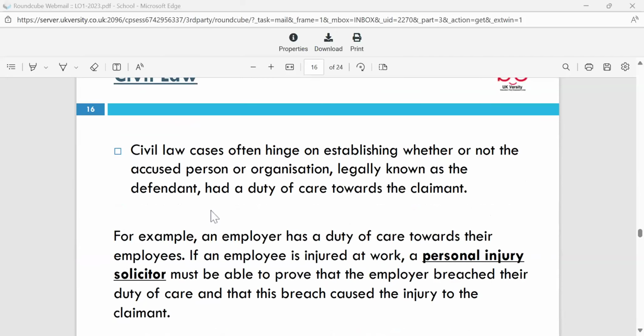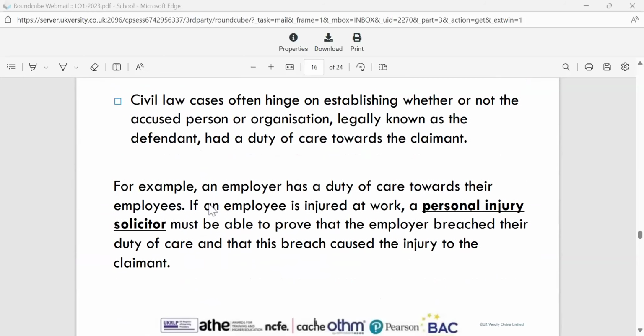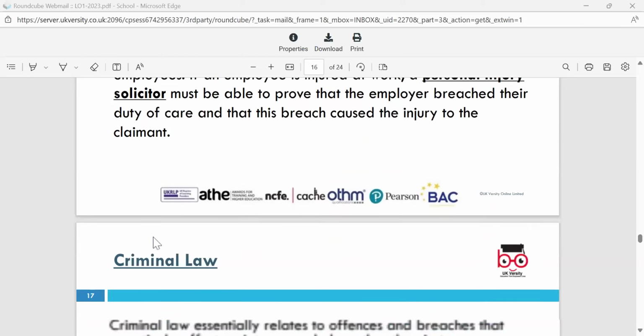So civil law cases often hinge on where an accused person legally has a duty of care towards the claimant. For example, a solicitor has a duty of care towards their employee. If the employee is injured and can prove that, then that is a breach of duty of care. A doctor, another example, could have a duty of care to his patients, that he needs to obviously not do anything that would breach that. So, this is where they have a duty of care.